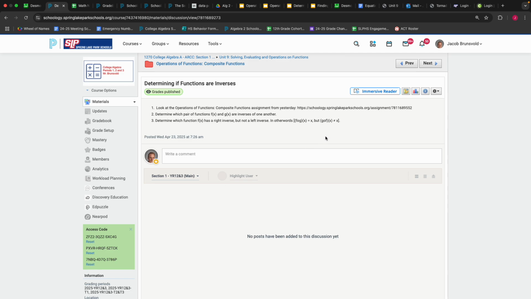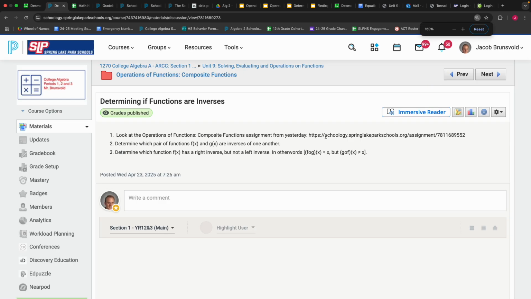Then you're going to determine which function f of x has a right inverse but not a left inverse. In other words, and I'm going to zoom in on this so you can really see it, when you do f of g of x, you get x, but g of f of x does not equal x. So see if you can make sense of that. F of g of x does equal x. G of f of x does not equal x. See if you can figure that out, and that is your homework assignment for today.